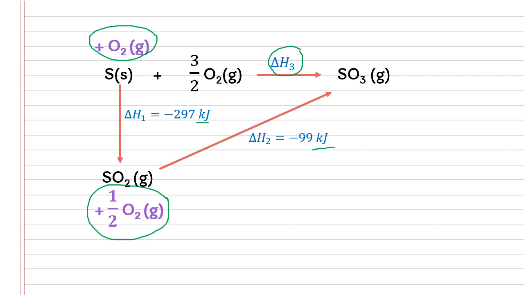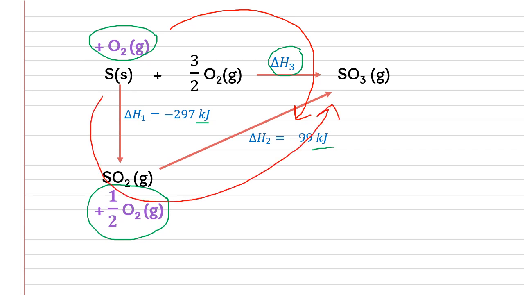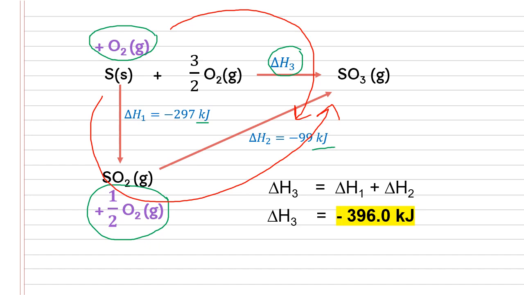So lastly, how are we going to calculate this enthalpy? By applying clockwise and anti-clockwise manners. Again, clockwise is the one that turns this way, so we have only delta H3. And then anti-clockwise is from delta H1 to delta H2. So we're going to equate these two: delta H3 equals delta H1 plus delta H2. So we're going to get a value of negative 396.0 kilojoule.